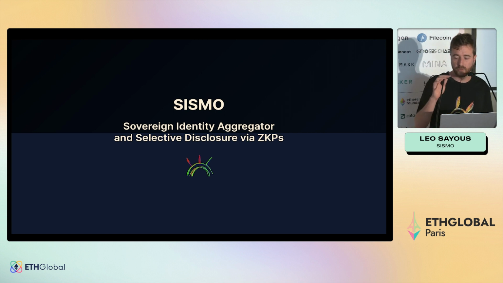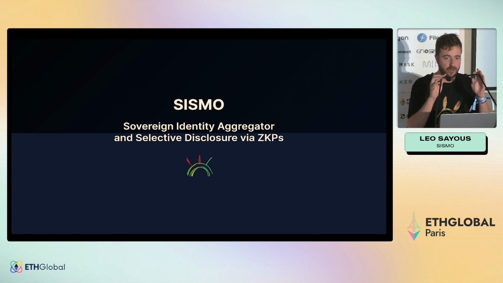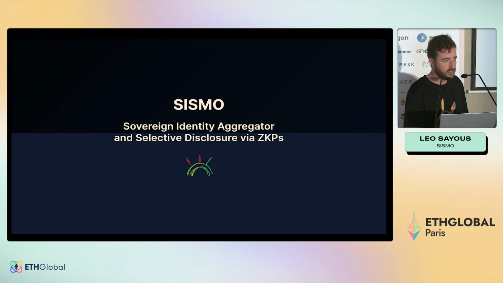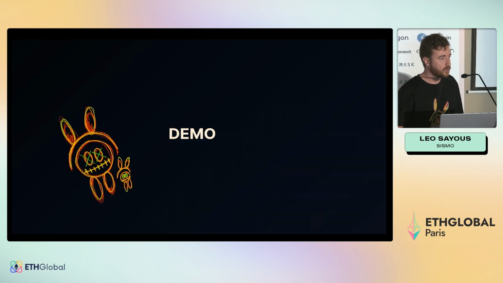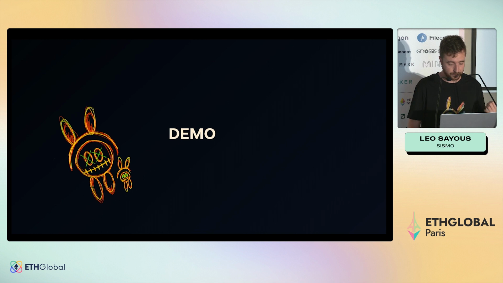So at Sismo, what we do is that we leverage zero knowledge proof to enable users to aggregate their identities and selectively disclose some piece of personal data directly to applications. So here we can see we have 0x1 and 0x2, and we are able to aggregate this data, generate a zero knowledge proof of some small piece of personal data inside it, and bring it to an application with a single sign-on, so SSO flow. I'm going to do a demo right now, so you will understand more how it works.